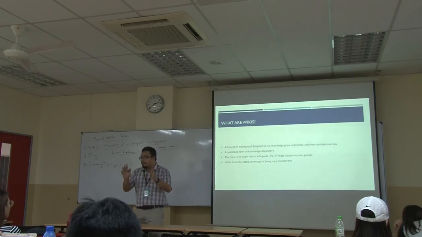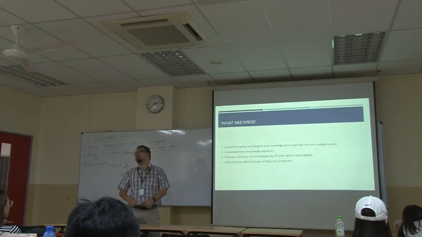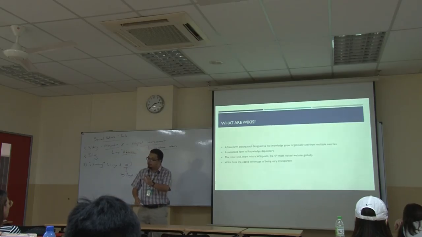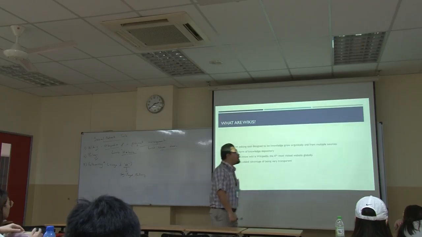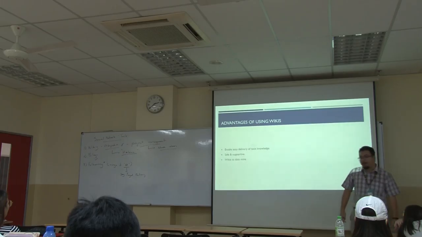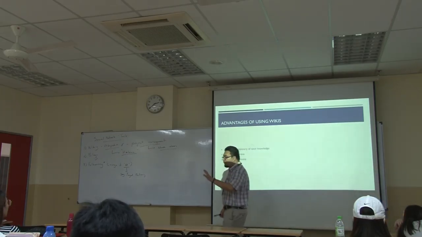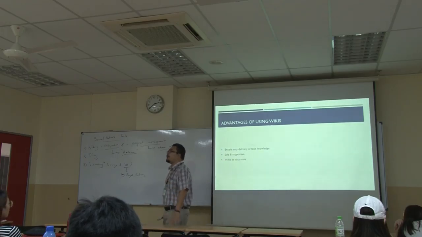Wikis are a very good source of information, including Wikipedia as well. But it is non-attributable. Hence, you cannot use it as part of your academic referencing. So what are the advantages of us using a wiki? Within an organizational setting?